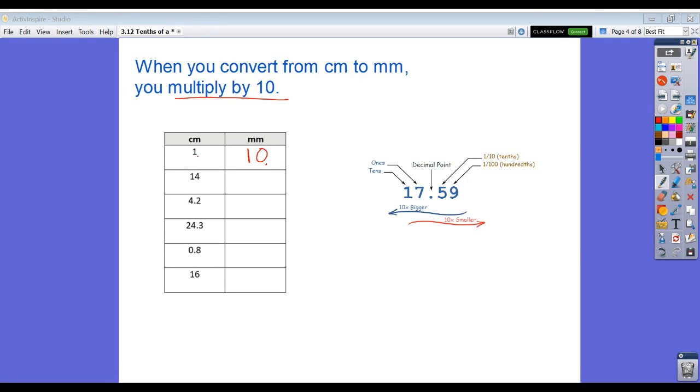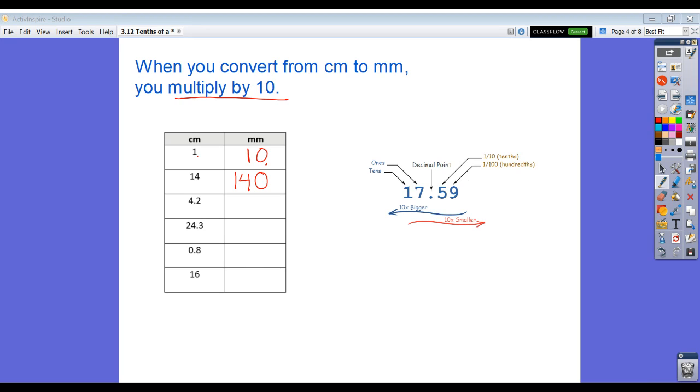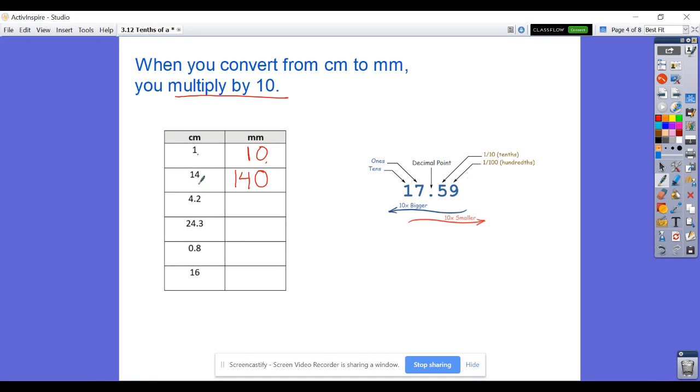So I bet you can do this next one. 14 centimeters, multiplying by 10 is so much fun, right? Because basically you just put a 0 on the end there and get 140 millimeters. Now I said put a 0 on the end, but really what I was doing was moving over one place value, and that's why I have my 0 there.